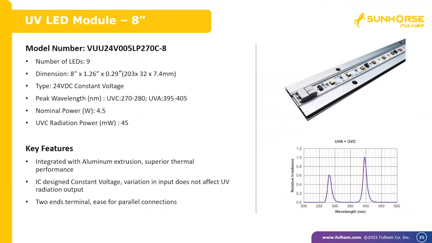Here we're showing one of our 8-inch UVC LED modules, which we've developed recently. This consists of 9 LEDs. The module is powered off of a constant voltage supply. It does have additional onboard circuitry to reduce variation and won't affect the UV radiation output. It has a nominal power of 4.5 watts with a radiated power of 45 milliwatts.